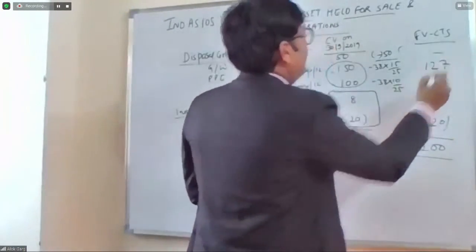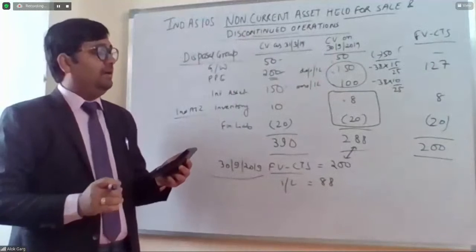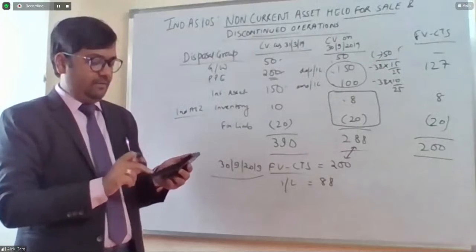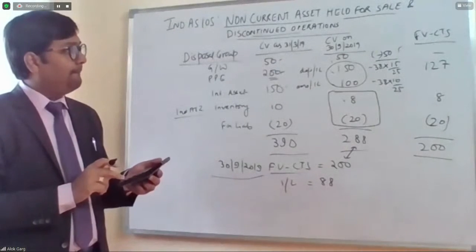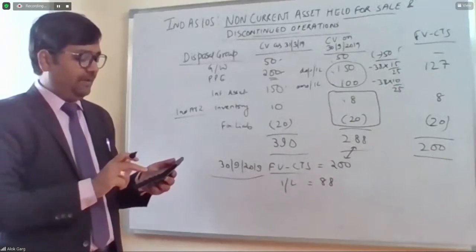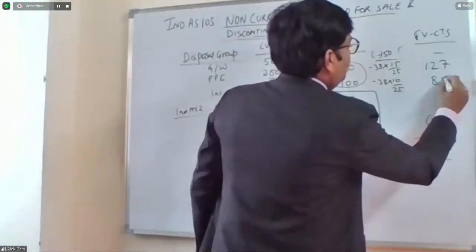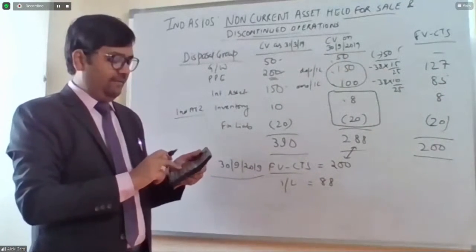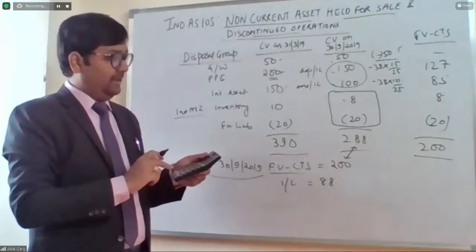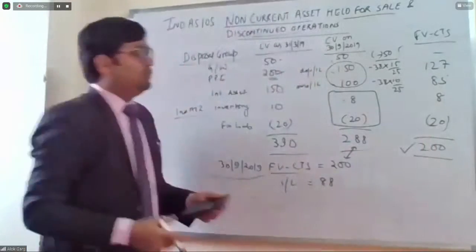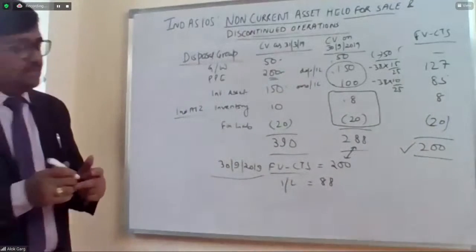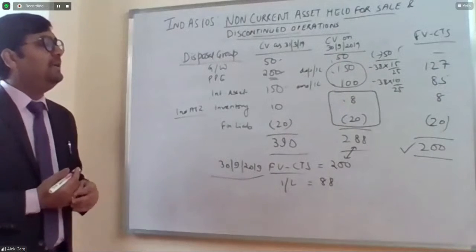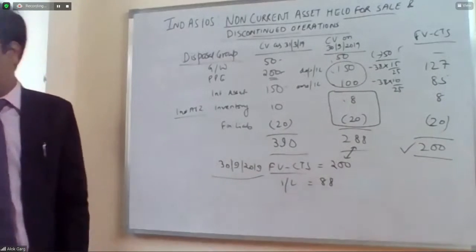So 150 minus 23, 127. Please remember the concept of cash generating unit and the allocation of impairment loss of cash generating unit. 38 multiplied by 10 divided by 25, so 15. Okay, 100 minus 15, 85. So the total is 127 plus 85 plus 8 minus 20. So this is coming at 200. So this is how we need to allocate the impairment loss on disposal group. I mean to say how we need to do the treatment of IND AS 105 on disposal group.